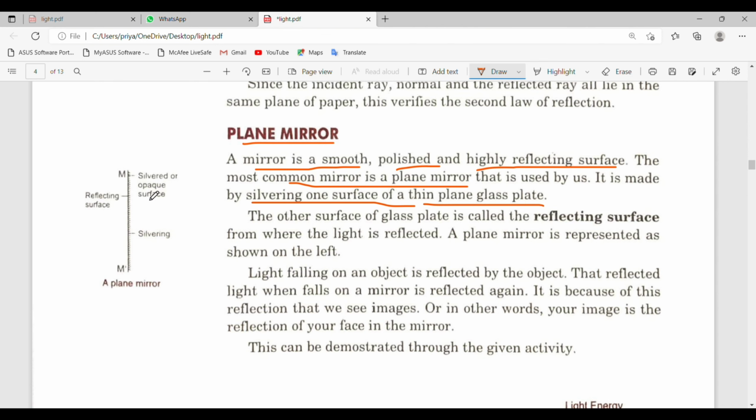And the other side is known as the reflecting surface. Okay, this one side is the polished surface and the other side is the reflecting surface. This one is the reflecting surface. It means when the light ray falls on it, it will reflect. Suppose this is the light ray, it will reflect like this. And the other one is the polished surface.